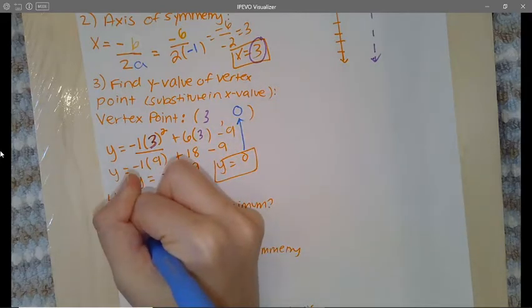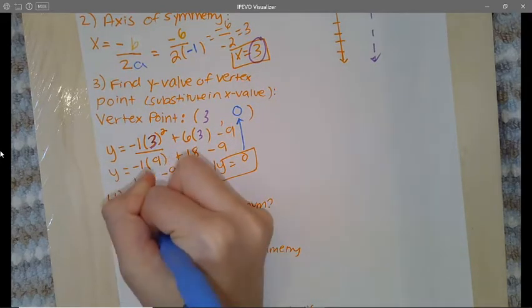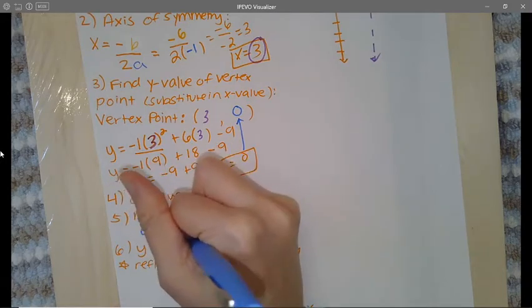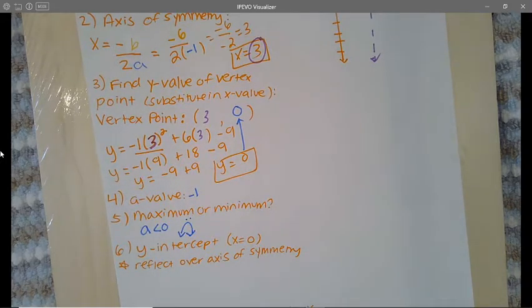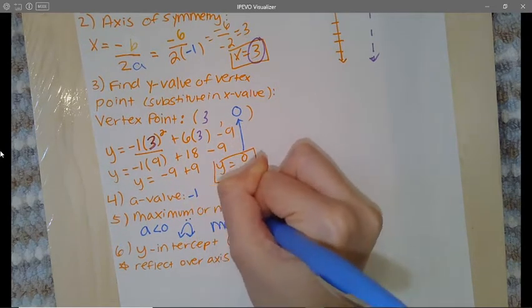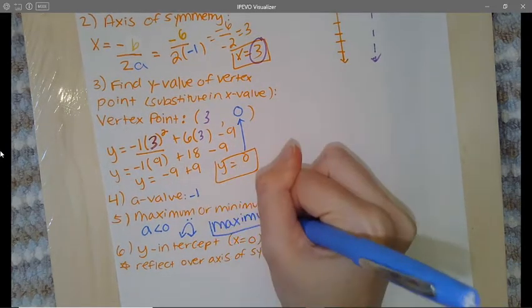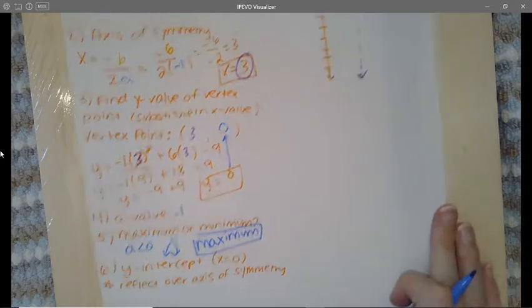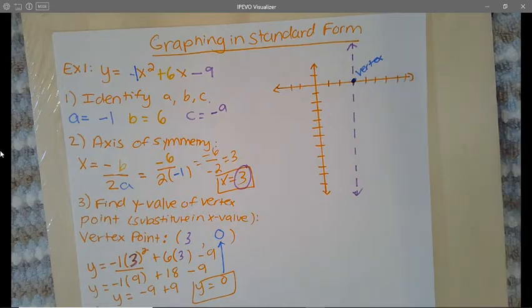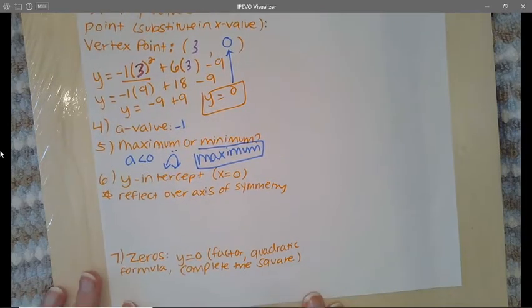Since the A value is negative, so A is less than 0, that means we have a sad face, because negative people are sad. So that means we're going to have a maximum. So I know my vertex point is the highest point on my parabola. Okay, the next step, to find the y-intercept.